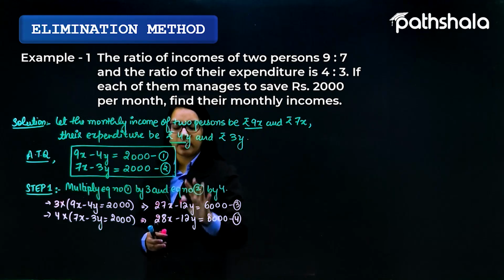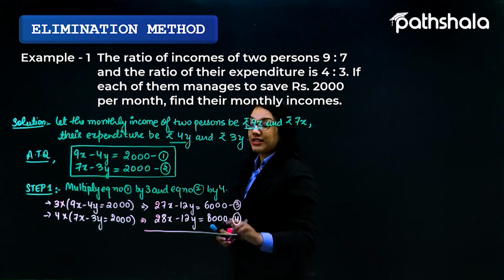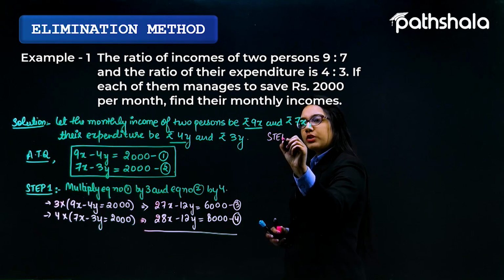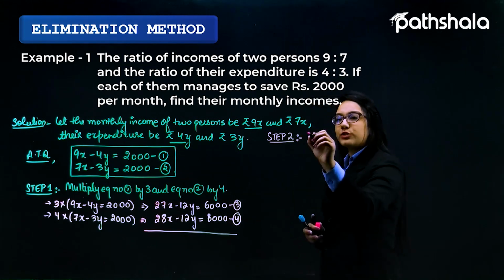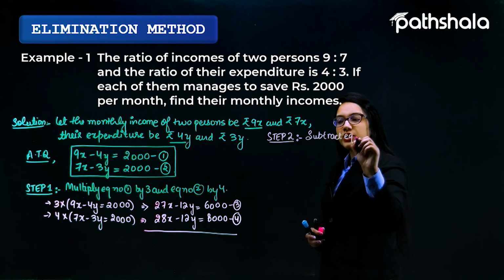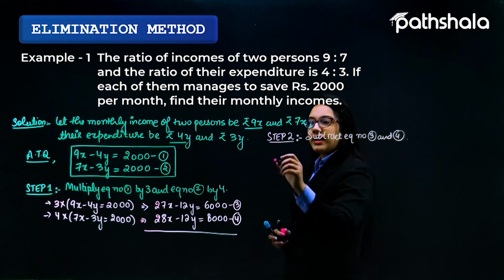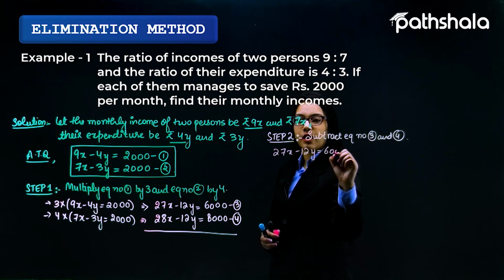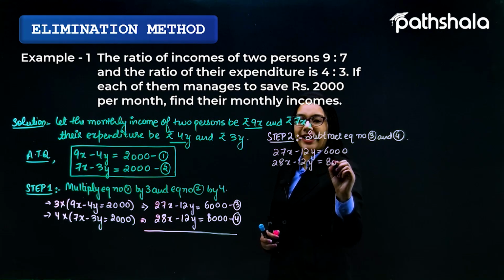So let us suppose I am taking the difference over here, as we know how we can take the difference. Let us suppose this is step number 2 that I am doing. Step number 2 is we have to subtract equation number 3 and 4. So this would be 27x minus 12y, which is equal to 6000. And further we have 28x minus 12y, which is equal to 8000.